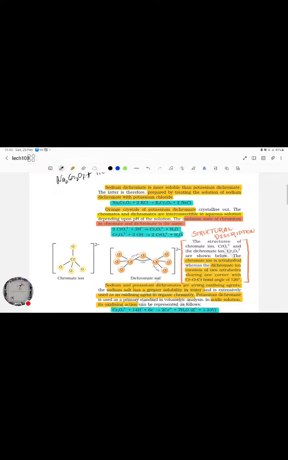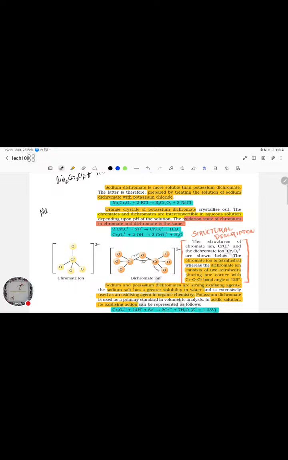Chromates and dichromates are interconvertible in aqueous solution depending upon the pH of the solution. Depending on the pH, it will be converted into chromate or dichromate respectively. The oxidation state of chromium in chromate and dichromate is the same.